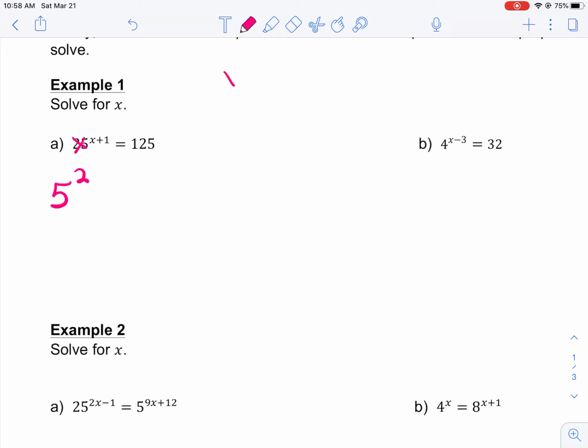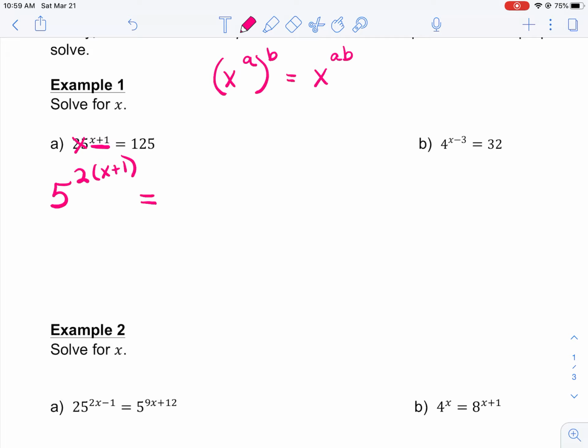Now, I have a power to a power here. So remember, if you have x to the a to the b, we keep the base the same and we multiply. So this exponent, x plus 1 that was already there, is going to get multiplied by my new exponent. So when I replace 25 with 5 squared, I've now introduced a new exponent. So now I have 5 squared to the x plus 1. So we're going to multiply those powers.